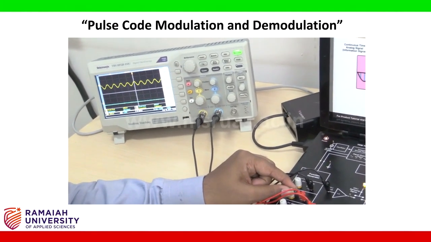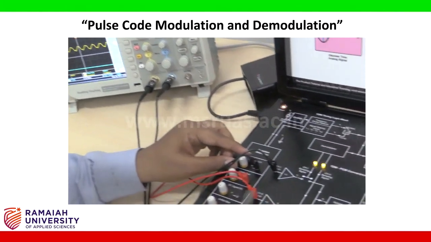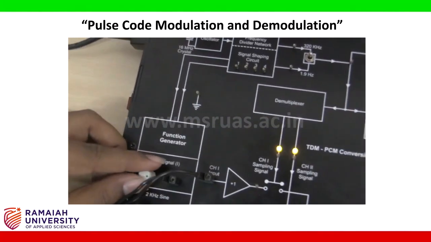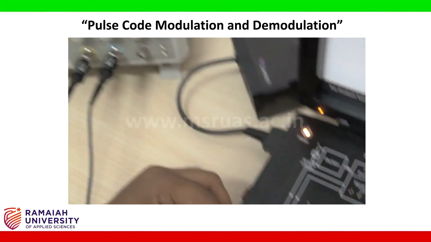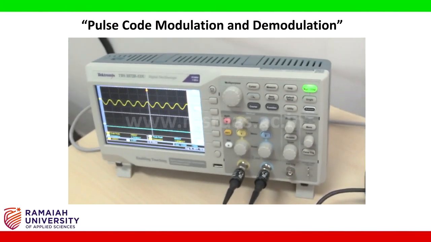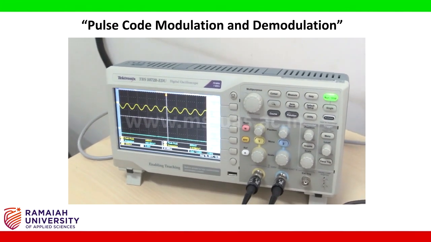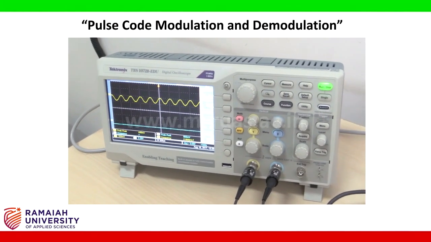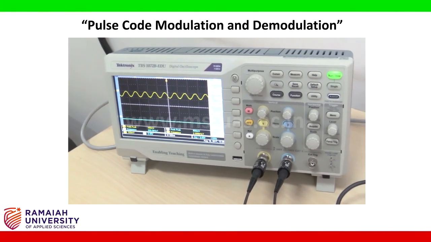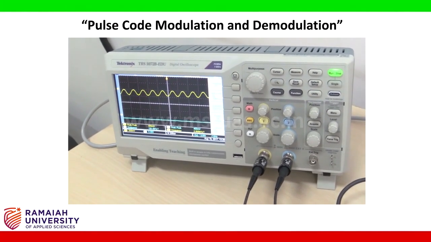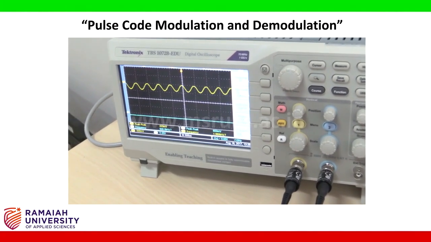When it comes to the DC signal, observing it in channel 1, I need to vary the DC magnitude. By varying this knob, I can see the variation in the demodulated signal. This is the channel 1 signal magnitude, the blue signal.